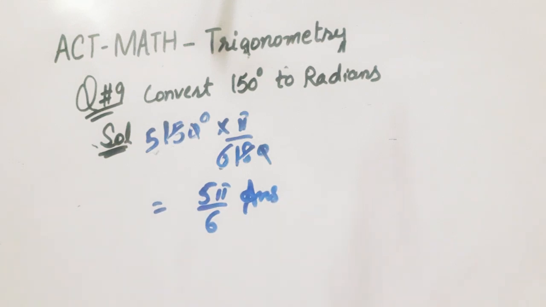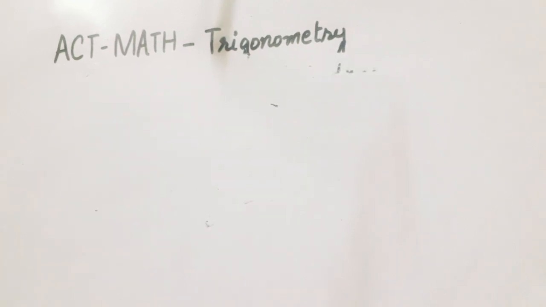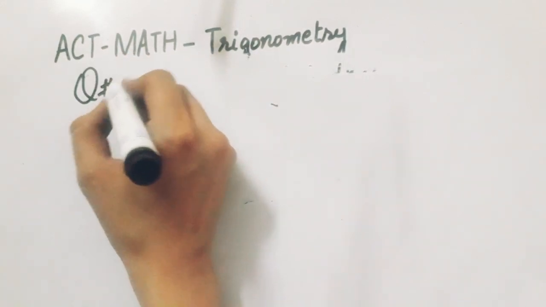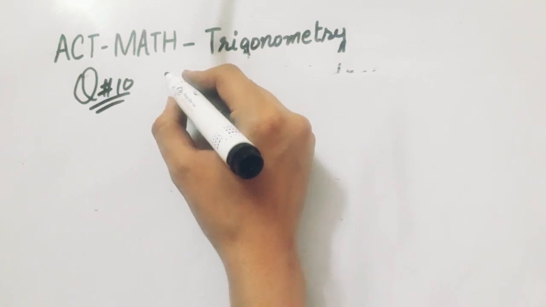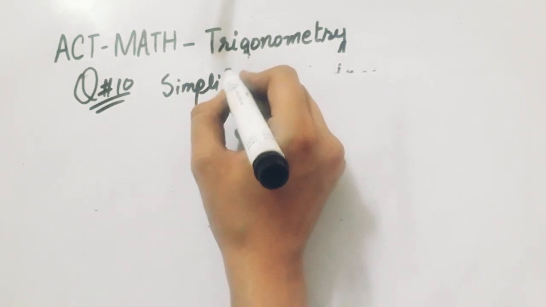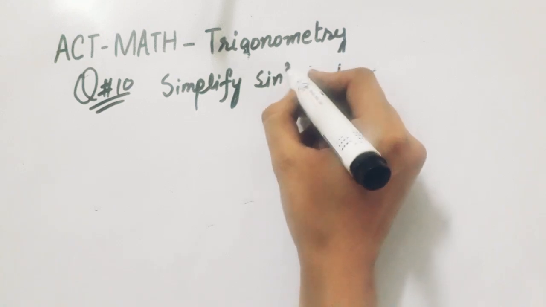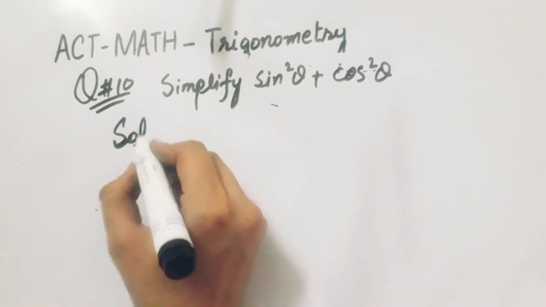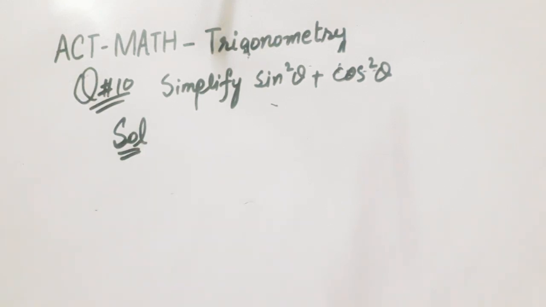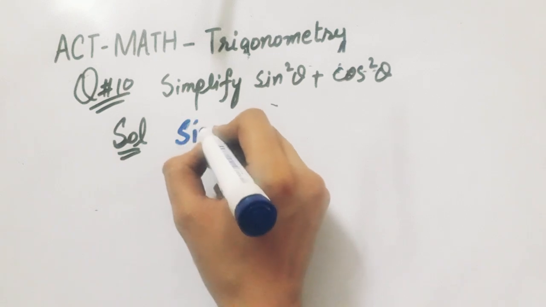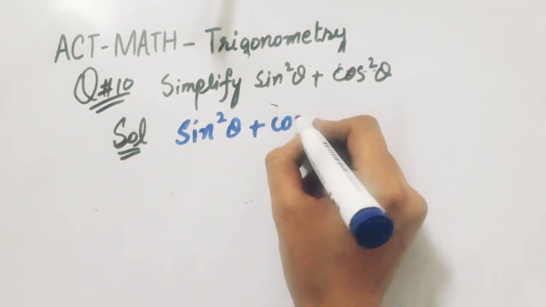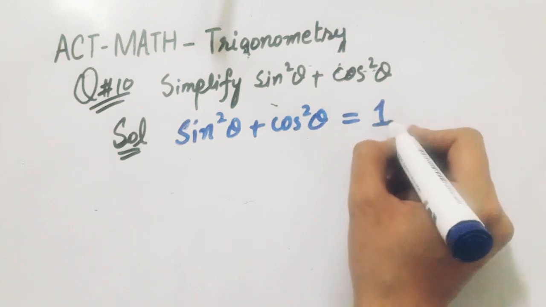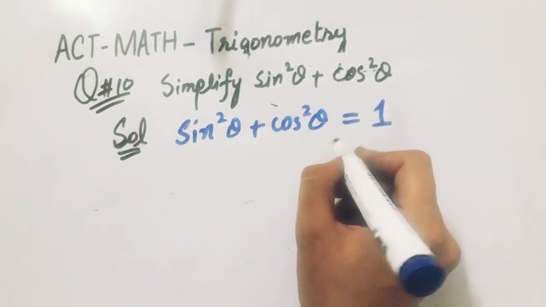Now after solving this, we will get the last question. This is an important result that will be asked in many questions. So you should remember this result: simplify sin square theta plus cos square theta. You have to remember that sin square theta plus cos square theta is always equal to 1. This is the trigonometric identity.